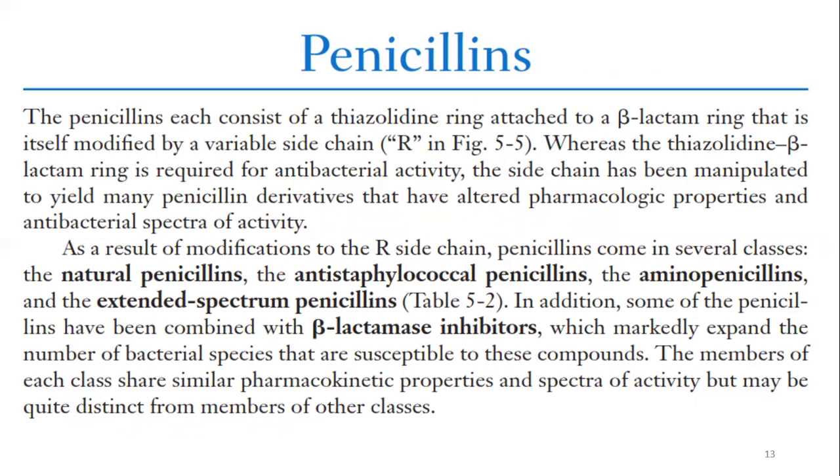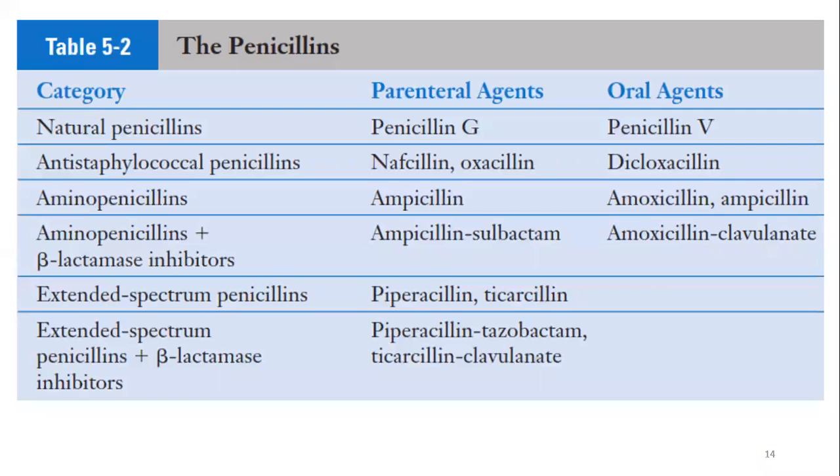This is a little bit of text, so you can read it out. I have told you that it consists of a beta-lactam ring, a thiazolidine ring, and an R group. And in today's lecture, I will discuss penicillin G and V, the natural penicillins. In the later videos, I will discuss the other types of penicillins. So here we will discuss the natural penicillin.